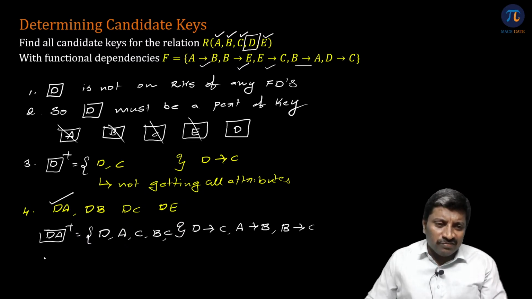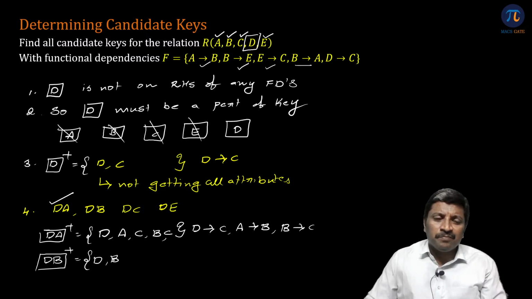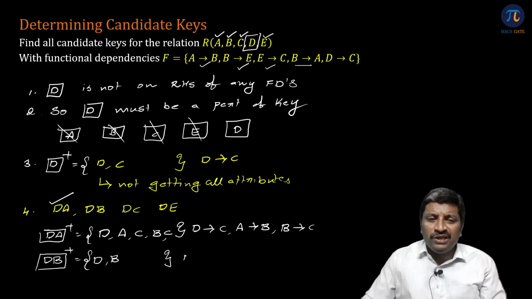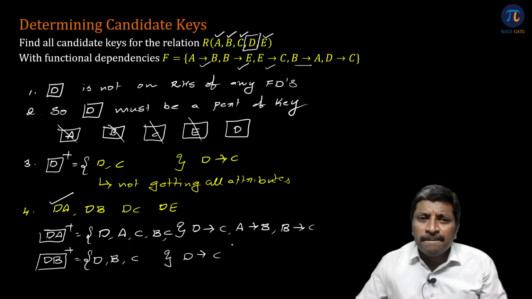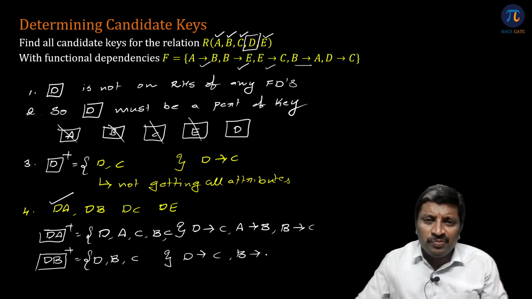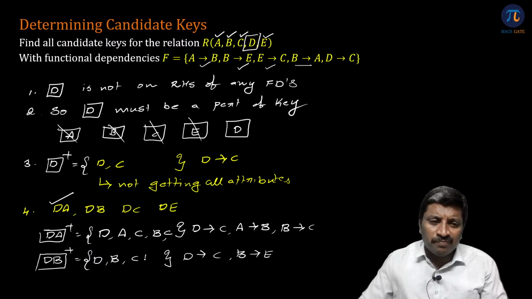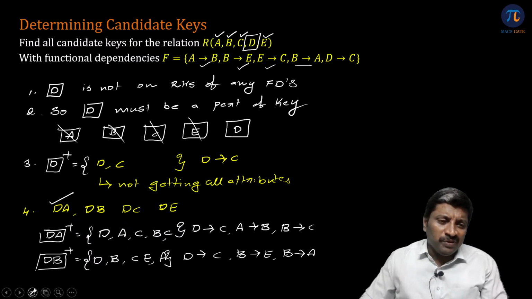Let us start the second one. DB closure. What is DB closure? DB. Anything else? With the D, you can get C. Then with the B, you can get E. With the B, you can get A. So that means the second one is also a candidate key.